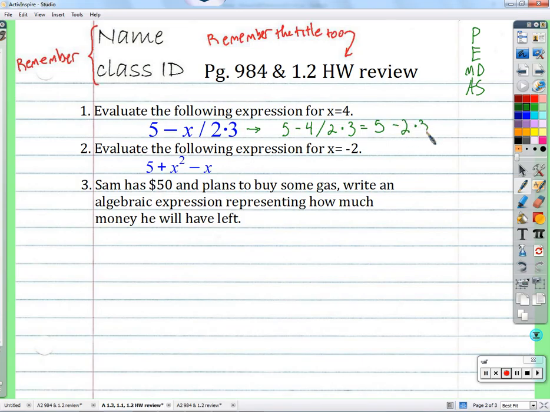Then multiplication and division, on the same level, from left to right. Not multiplication before division always, but multiplication and division from left to right. That's what we read. So the first thing you see from multiplication and division is a division on the leftmost point here. So we have first negative 4 divided by 2. So we have negative 2, then we have times 3. Negative 2 times 3 is negative 6, so we have 5 minus 6, negative 1.